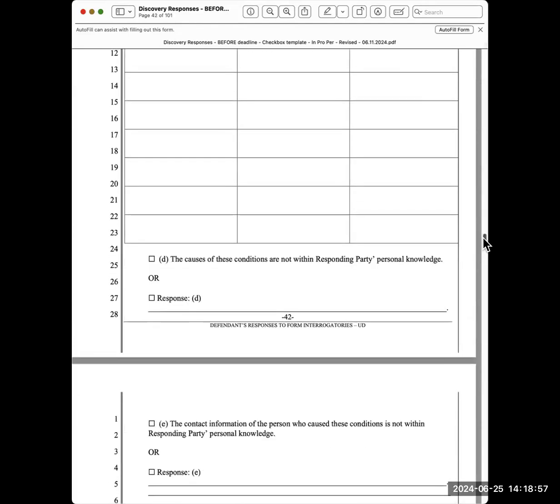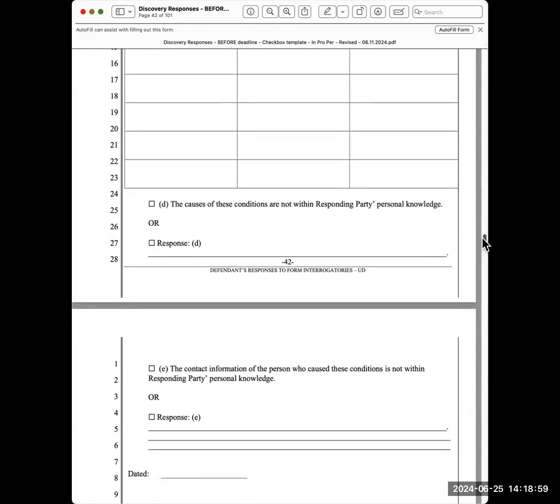And then at the bottom, were any of these the causes of these conditions? Are they the causes in your knowledge? If no, you check here. Otherwise, you check here and put in your explanation. Do you have the contact information for the person who caused the conditions? If no, you check here. Otherwise, you check here and put in your answer.